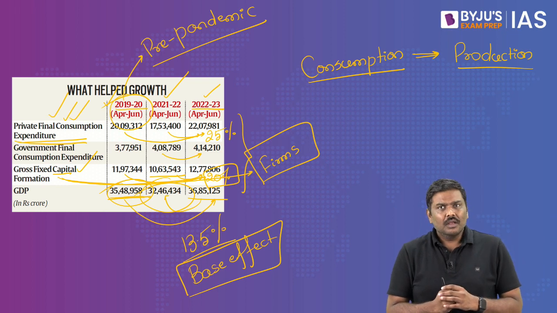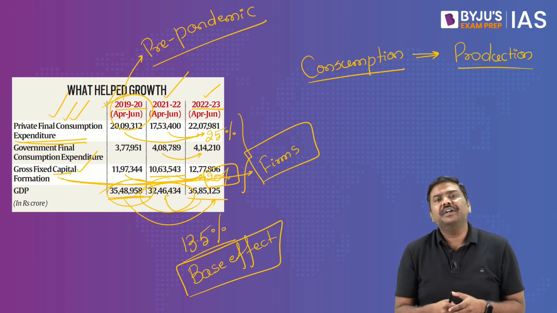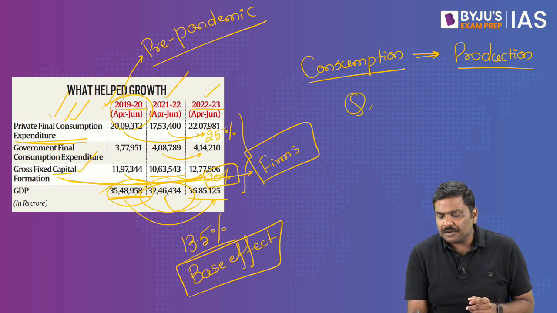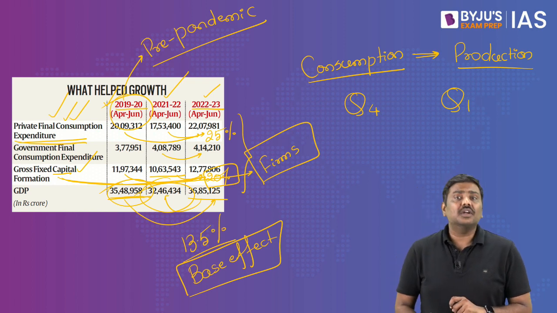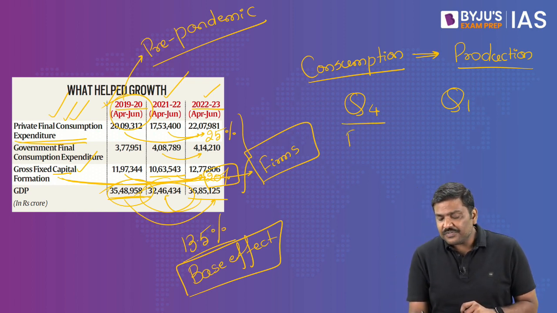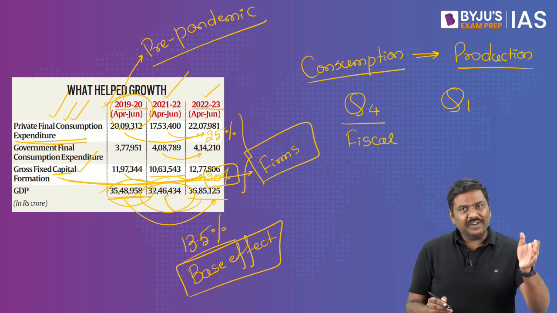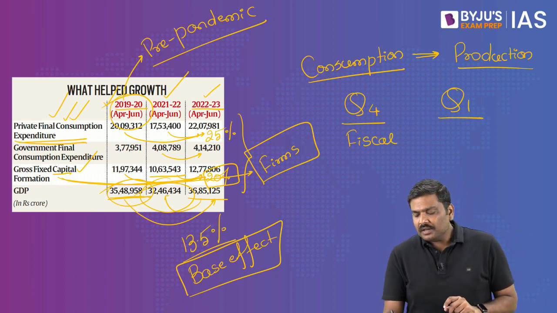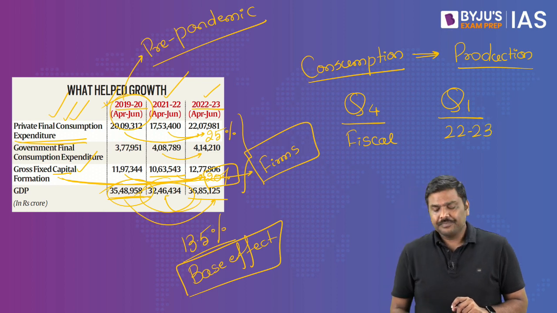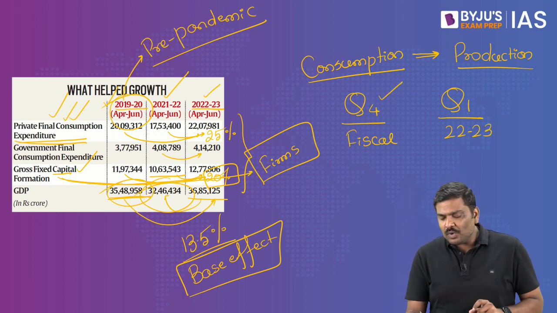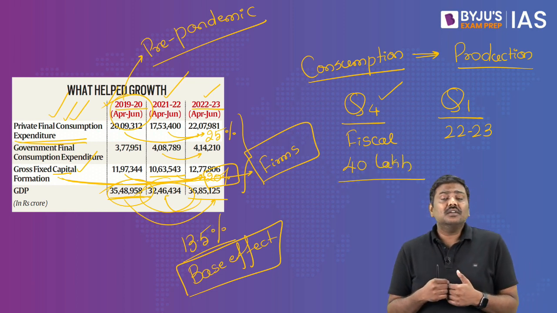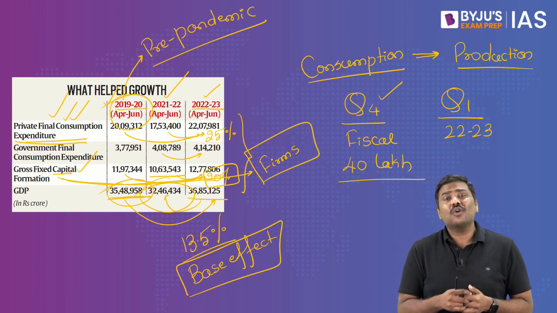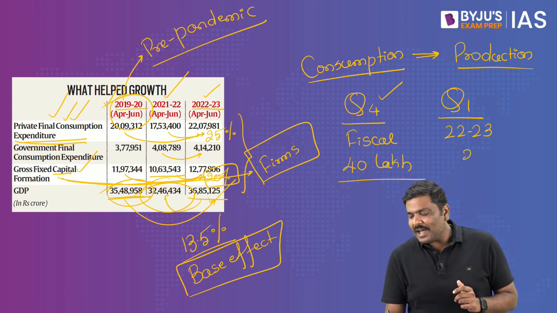Now, just to prove the same point, if I make a sequential comparison, that is, what was the GDP value in quarter 4 and the GDP value in quarter 1. Quarter 4 for the previous financial year, that is the financial year 21-22, and quarter 1 of 22-23. For the fourth quarter, the GDP value was more than 40 lakh crore rupees. Understand this. And for the first quarter, GDP value is 36.8 lakh crore rupees.